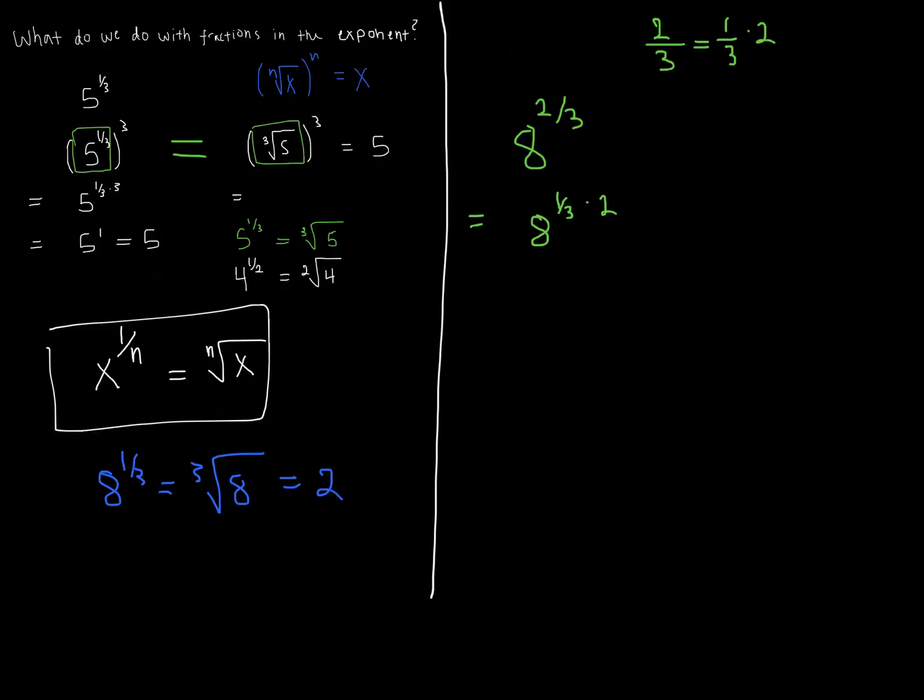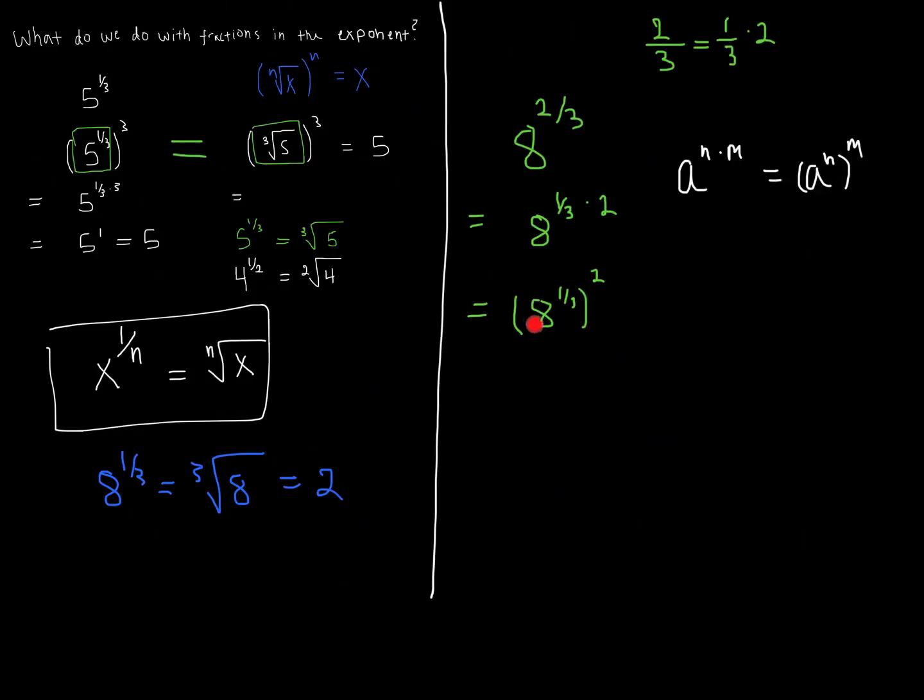Well, remember our fact about exponents, right? Remember that if we have some number a to the n times m, that is equal to a to the n, to the mth power, right? So look here, I have two values that are multiplied in my exponent, and I can apply this rule. So this is 8 to the 1/3 squared, because 1/3 times 2 is 2/3.